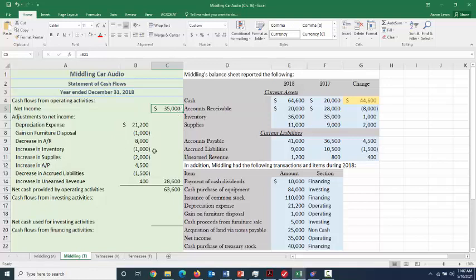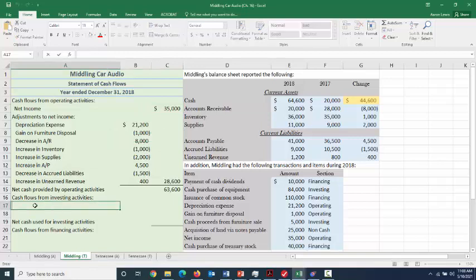So we got through the hard section. Now we get to move on to the easier parts, starting with investing activities. And we already identified over here that the two things that need to go into investing are the two items we have related to our non-current assets: the purchase of equipment with cash, and the cash proceeds from the sale of furniture.